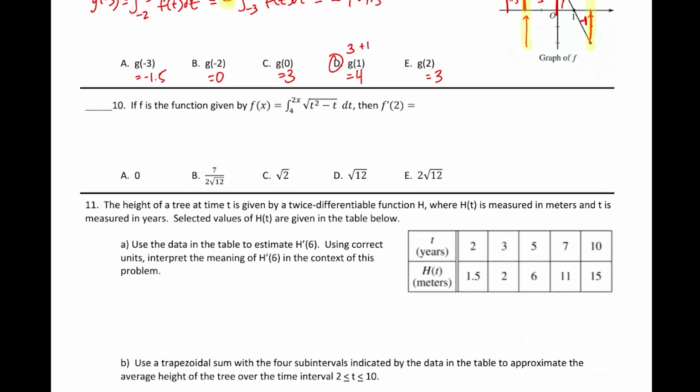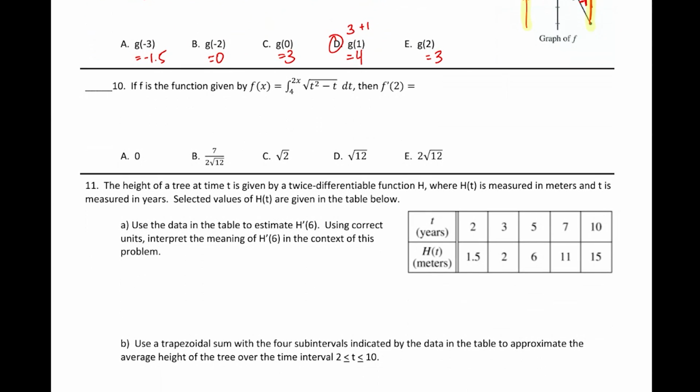Number 10, if f is the function given by this integral, then differentiate it and evaluate it at 2. Okay, so f prime 2 is going to be, well, let's first figure out what f prime is. F prime is going to be, if I substitute in 2x for t, I'm going to get the square root. So let's find that f prime x first. Square root of 2x squared minus 2x, and then times the derivative of 2x, which is 2.